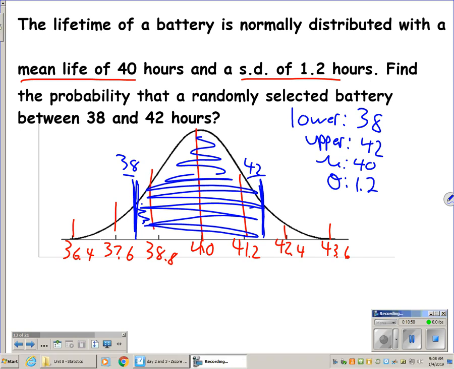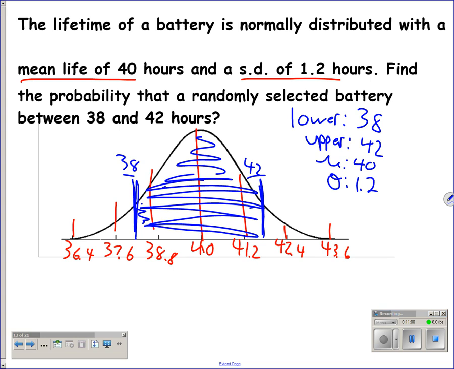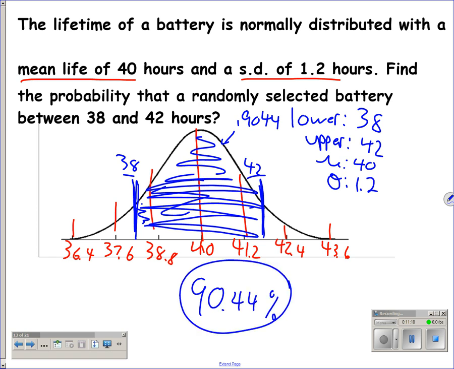All right. So as a class, we're getting in this shaded region, it is 0.9044 or 90.44%. Okay. Makes sense to me. That's a huge chunk of my graph labeled. So that's a huge chunk of percent. What do you think the entire area underneath the curve adds up to? 100%. Yeah. Cool. All right, let's do another example.